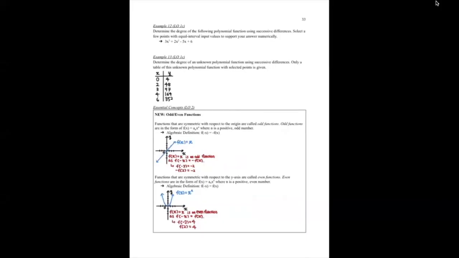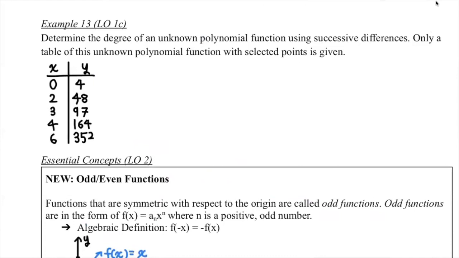Let's solve one example. Let's look at example 13. Okay, so we have points, but make sure to note that they are not equal intervals. There is a 3 here, which can be ignored because 3 is not an equal interval. However, 0 to 2, 2 to 4, 4 to 6 are equal intervals. So we're just going to disregard this point, and we're going to use the other 4 points.